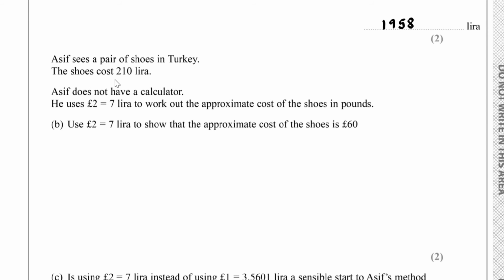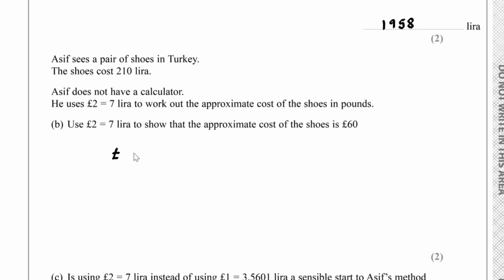For the next part, Asif sees a pair of shoes in Turkey. The shoe costs 210 lira. Asif does not have a calculator. He uses £2 equals 7 lira to work out the approximate cost of the shoes in pounds. And we have to use £2 equals 7 lira to show that the approximate cost of the shoes is £60.